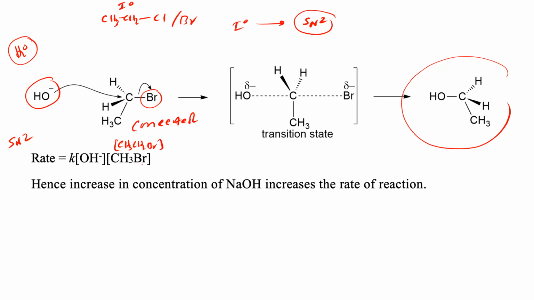So therefore, the rate law has hydroxyl in it. So the rate depends on the hydroxyl concentration. It's very easy to say that if we increase the concentration of sodium hydroxide, that means you're going to increase the hydroxyl concentration, therefore the rate will increase. So you just have to show that this is happening through the SN2 mechanism, and the hydroxyl attacks the carbon at the same time bromine is leaving, and the rate law clearly shows the rate depends on the hydroxyl concentration.